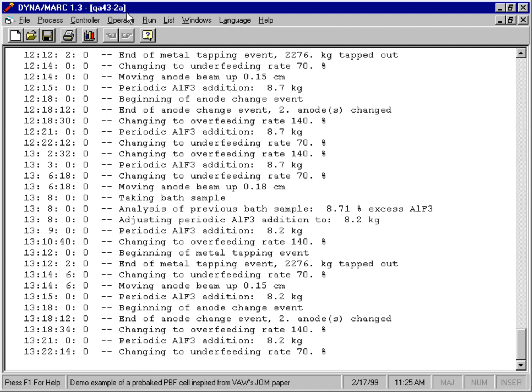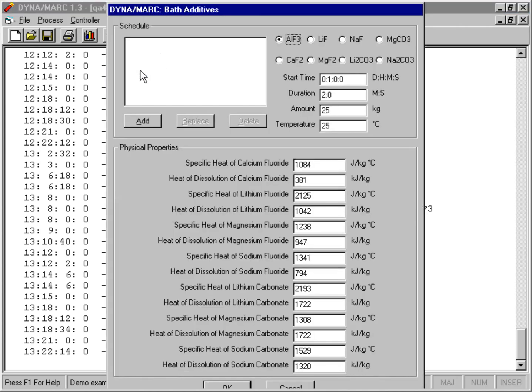Next, the last thing that we want to present to you is a new panel for bath additive, essentially to say that we are now able to add NaF and AlF3 in carbonate form of additive.